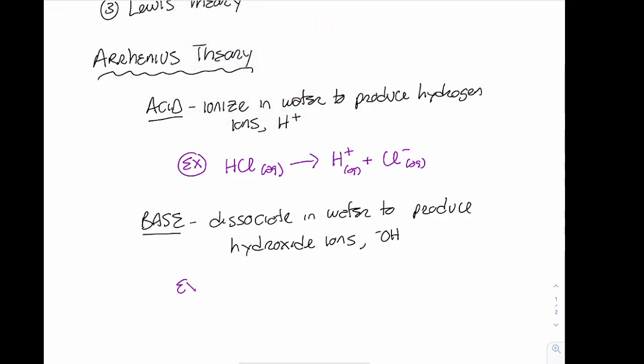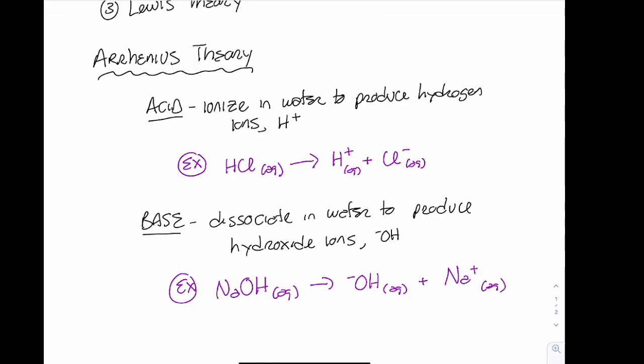So an example, we can use sodium hydroxide. Sodium chloride would not be an Arrhenius base. If I have sodium chloride, I'm not going to produce a hydroxide ion. So I get hydroxide ions and then sodium ions. It doesn't matter which order you write those in. Because I have hydroxide as a product when I put NaOH in water, that makes sodium hydroxide an Arrhenius base.